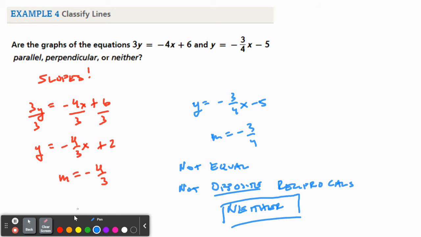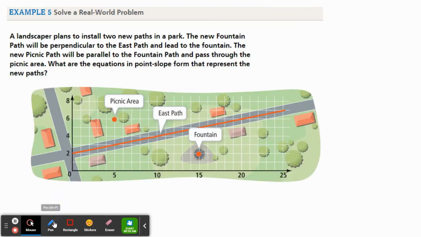Okay, and last but not least, a little word problem here to have some fun with. It says, a landscaper plans to install 2 new paths in a park. The new fountain path will be perpendicular to the east path and lead to the fountain. The new picnic path will be parallel to the fountain path and pass through the picnic area. What are the equations in point-slope form that represent the new paths?